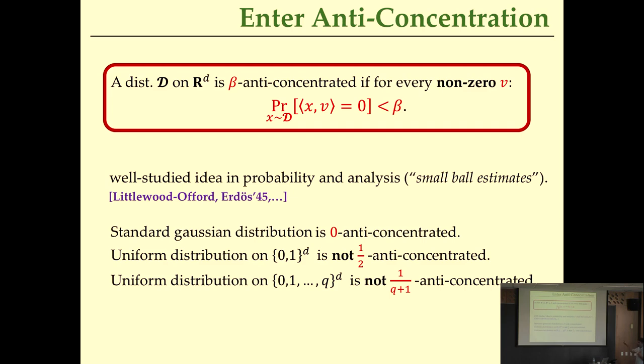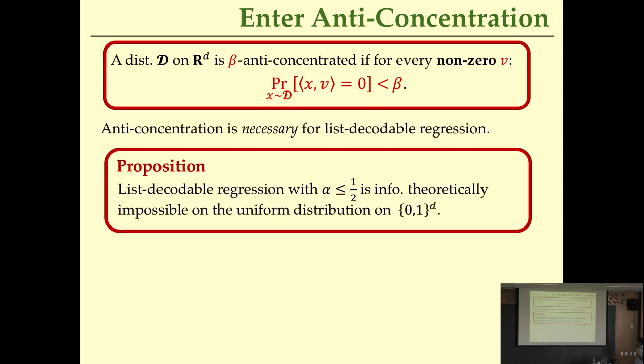Good. So now we have pointed out some difference between standard Gaussian and these discrete distributions. Let's remember that. And now let's formalize the idea that we've been playing with already: list-decodable regression, to even be possible, requires that the distribution of inliers be sufficiently anti-concentrated.